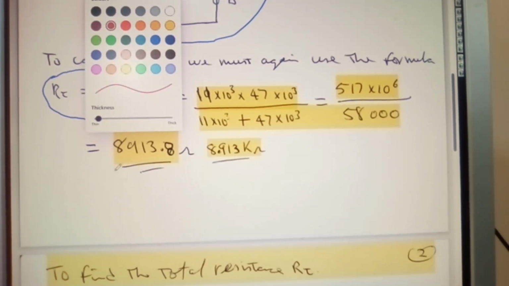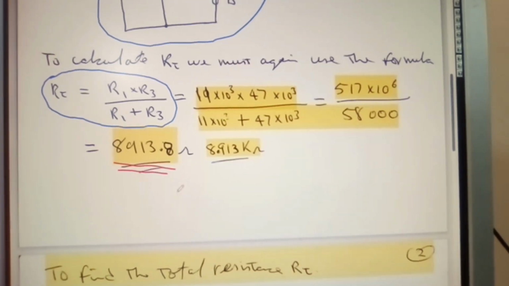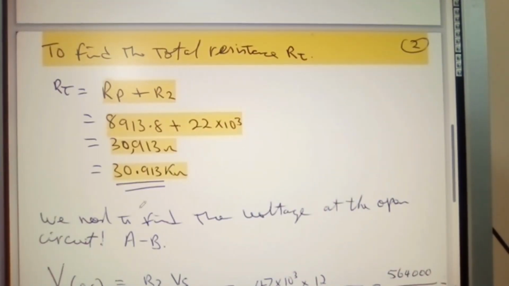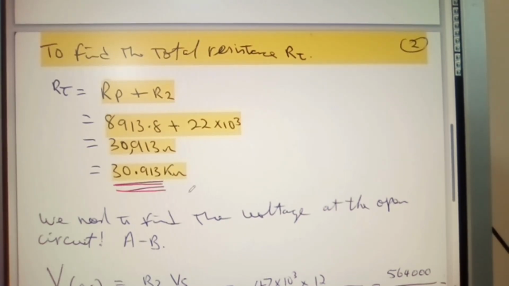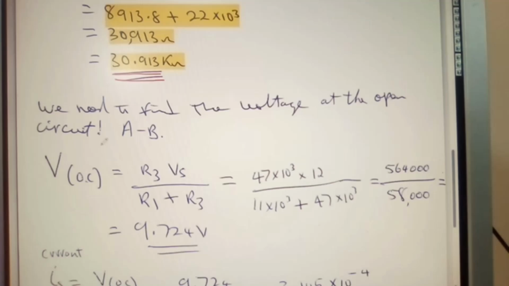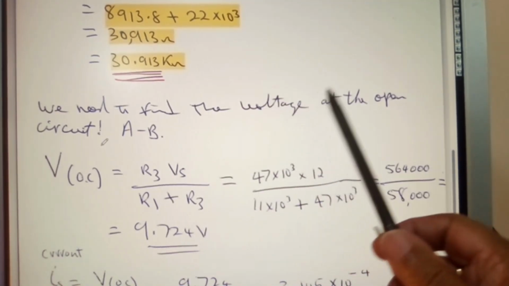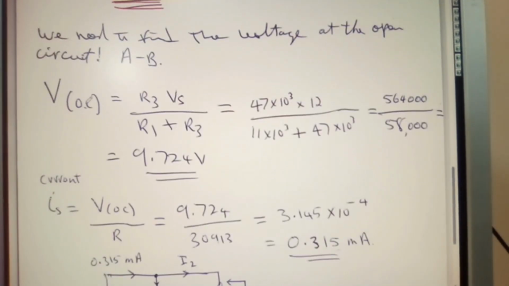That's not the final element here, but what you can see now is our final value, when we take in both the parallel resistors and the remaining resistor in series with the total network. Now here we need to find the voltage at the open circuit AB. And here we have the open circuit voltage.